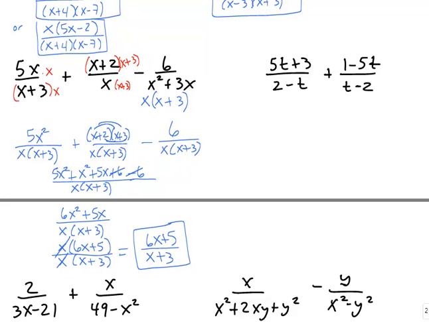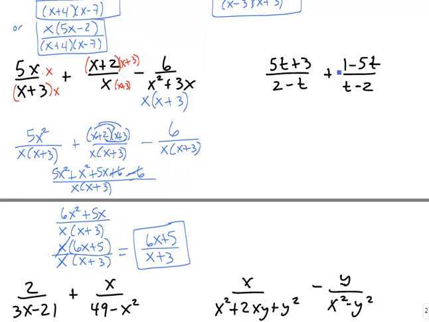On the next example, we have 5t plus 3 over 2 minus t, plus 1 minus 5t over t minus 2. If you look at these two denominators, they look almost identical, but they have opposite signs. So they're opposites of each other. So when you talk about a common denominator, we're not going to need to require the common denominator to have the factor 2 minus t and the factor t minus 2, because those really are the same factor, they just have different signs. So how are we going to make these denominators be the same? The easiest way to do that is to switch one of them around and counterbalance with a negative.